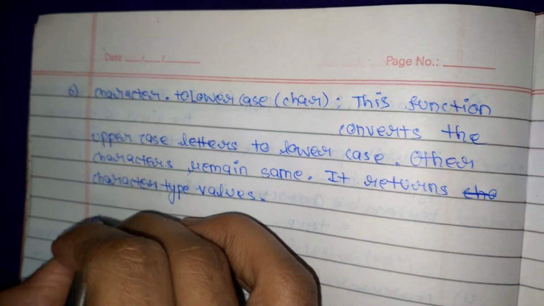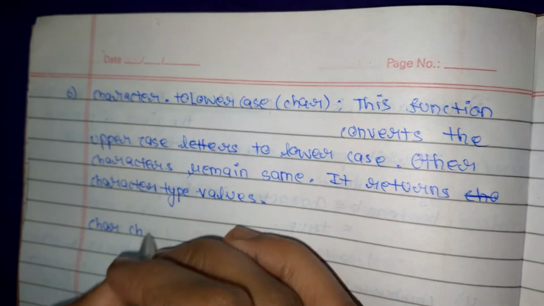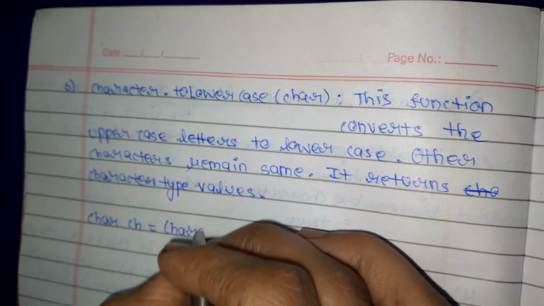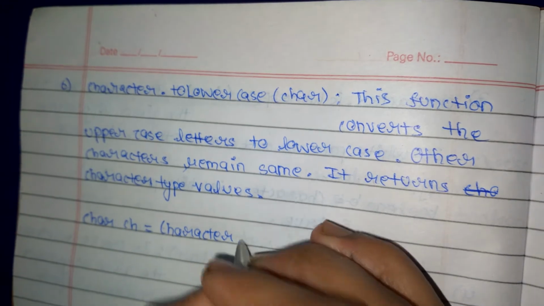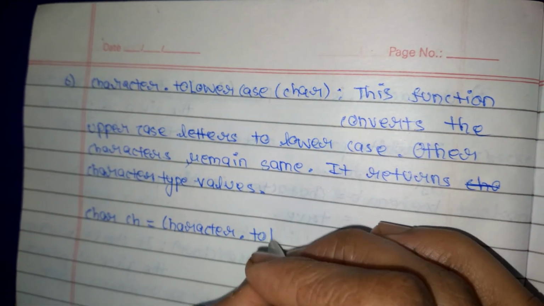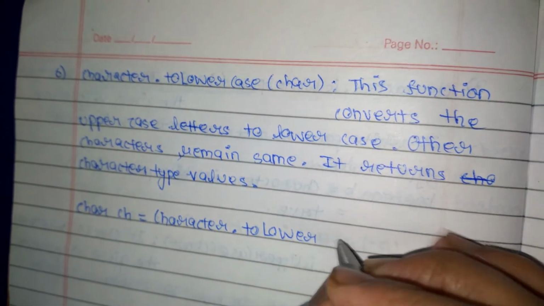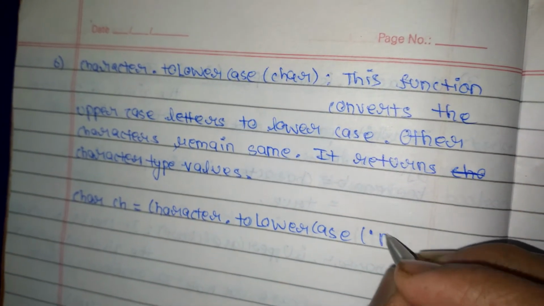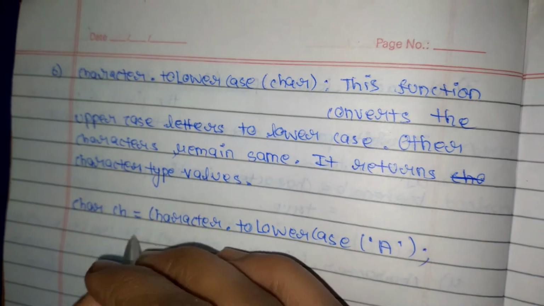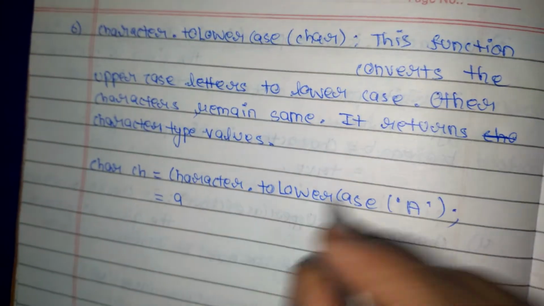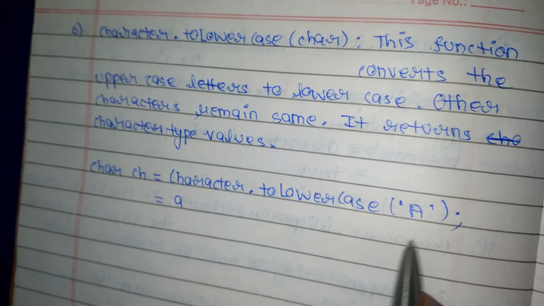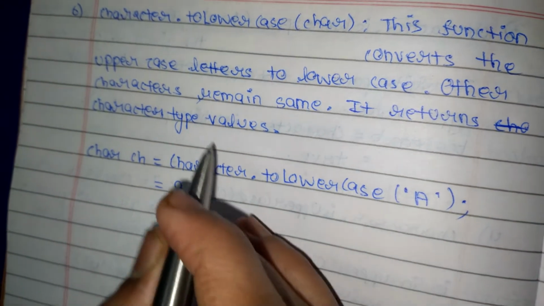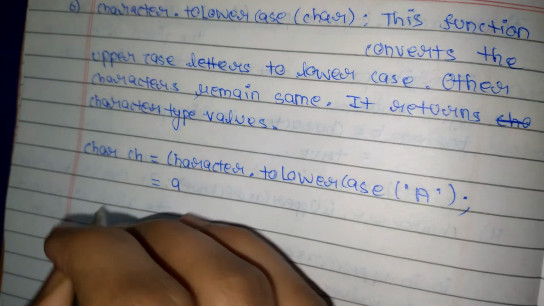Now here the example, I am taking, suppose, a variable char ch is equal to Character.toLowerCase, here L and C will be capital, and capital A. Here the output will become small a. And suppose if I give another character, meaning if I give 1 or white space or something like that, it would return the same thing only.